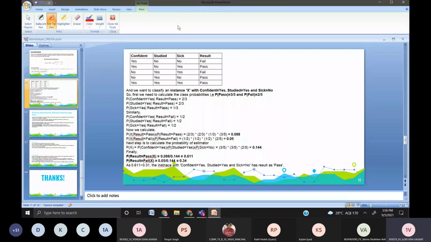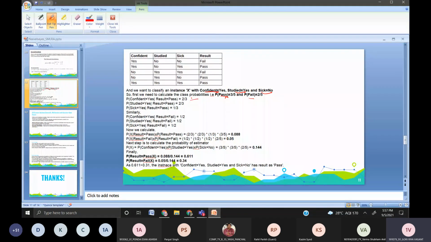Yeah. So we need to classify if a student who is confident, has studied and is not sick, will he pass or fail? So this was the data set we used for training. First, we'll calculate the probability of the total passes and the total failures. So we get 3 by 5 because we have 3 passes and 2 failures. So the probability of him being confident, given that he has passed, is 2 by 3.